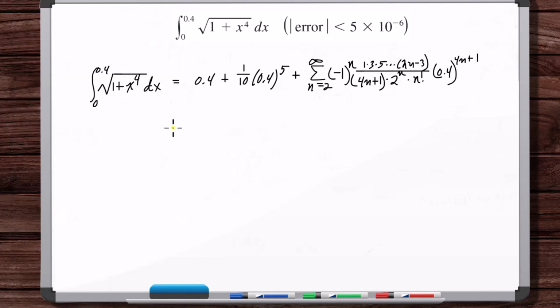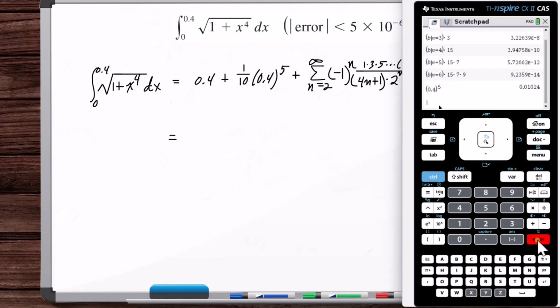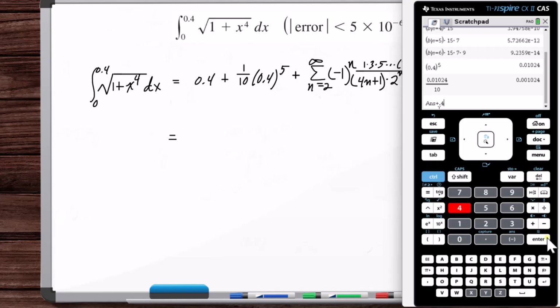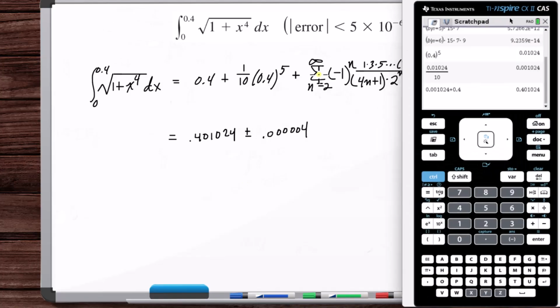So, okay, all we need to do is get 0.4 to the 5th divided by 10 plus 0.4, 0.401024 plus or minus 4 times 10 to the minus 6. I'll write it this way. There we go.